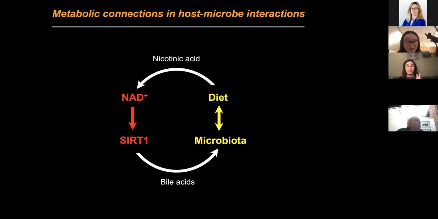So to summarize what I have shown you in the first part of my talk, I hope I have convinced you that metabolism plays a major role in regulation of host-microbiome interaction. What I showed you is that microbiota is able to interact with our diet and then modulate NAD metabolism, which could potentially regulate SIRT1's activity. I also showed you that SIRT1 could also regulate gut microbiota through regulation of bile acid.